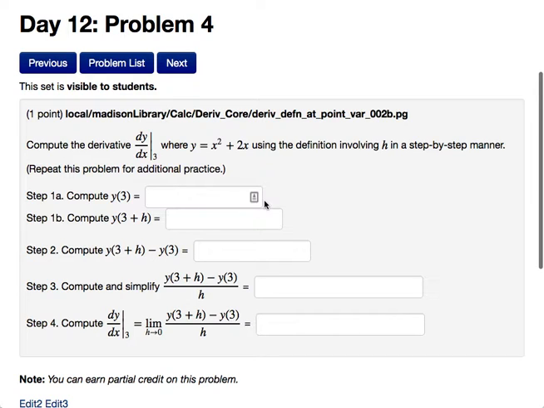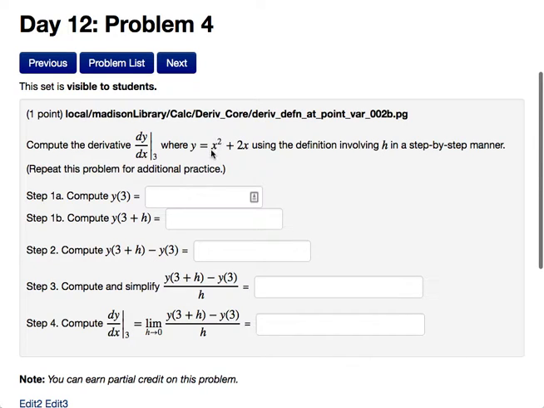To illustrate the algebraic approach to finding the instantaneous rate of change, or the derivative at a point, let's look at our fourth problem in the web work. So here we're asked, compute the derivative of y with respect to x at 3. So we're finding the instantaneous rate of change at the point 3. And our function f of x, or y, is equal to x squared plus 2x.